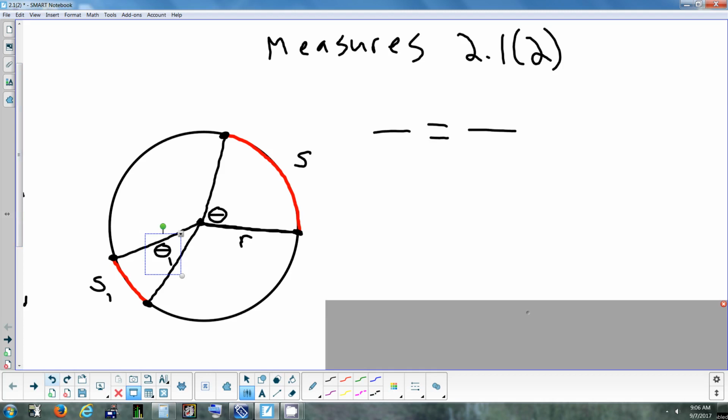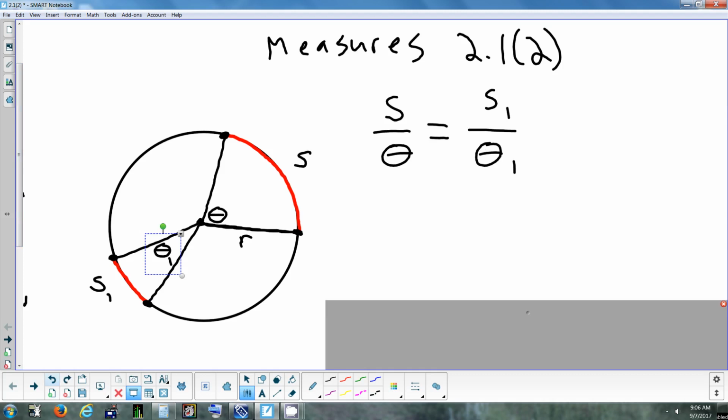I can set the proportion up lots of different ways, as long as however I do it on the left, I do the same thing on the right. I'm going to start with arc size over angle equals arc size over angle. So I set it up as arc over angle equals arc over angle. And that's a proportion. And the only reason I can do that is because arc size and angle size are directly proportional. If they weren't, I couldn't set up a proportion.